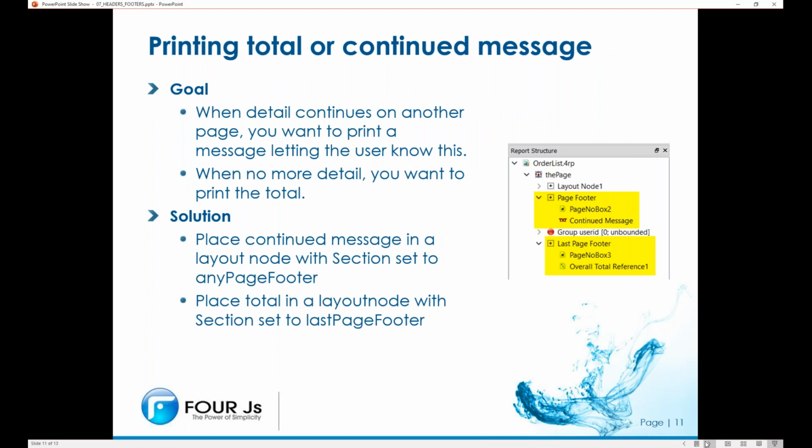So printing a total or continued message. That was basically the crux of what I wanted to say in terms of headers and footers. We do have a couple usage cases here to talk about. So one is this idea of printing a total or a continued message. If you have a list of items coming and they're going to continue on the next page, you may want to do a continued message. And then on the last page, once it's all done, you may want to put out the order total. The recommended way to do that is to use footers.